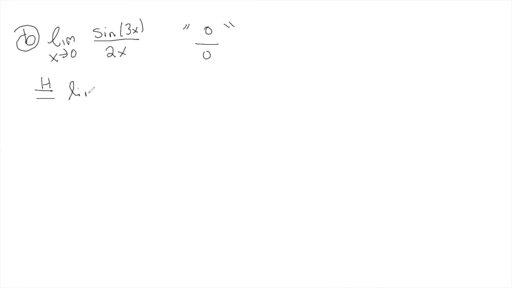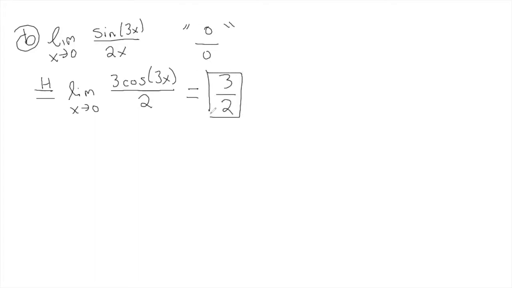I apply L'Hopital's rule. I take the derivative of the top. That is a chain rule. 3 cosine 3x all over 2. And I evaluate again. Plug in 0, and cosine of 3 times 0 is cosine of 0. That's just 1. So this limit is just 3 halves. Nice and easy.